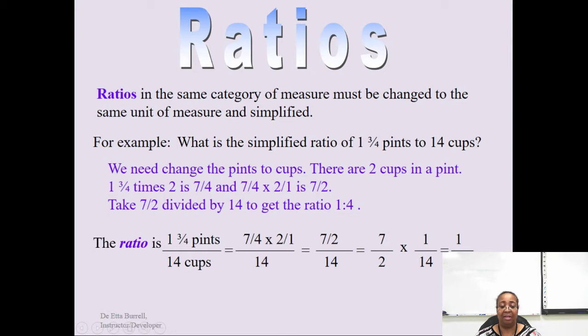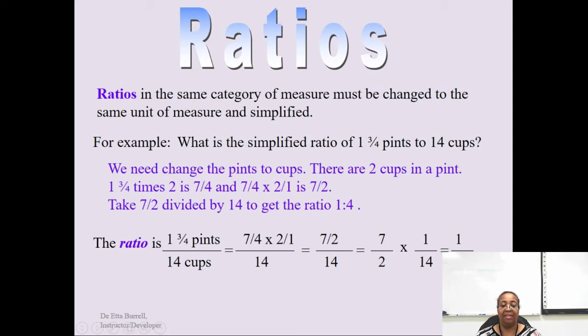So in this example here we have, what is the simplified ratio of 1 3/4 pints to 14 cups? We know that pints and cups are both capacity, liquid volume. They're in the same category of measure. So the first thing you want to do is change your pints to cups. We know a pint has 2 cups in it. So we're just going to take 1 3/4 and multiply it by 2. We get 7/2 for the number of cups in this particular problem.